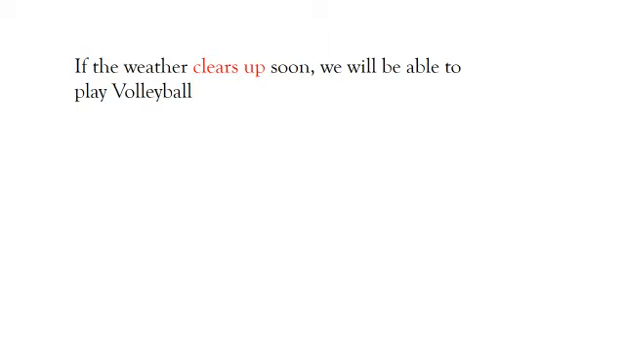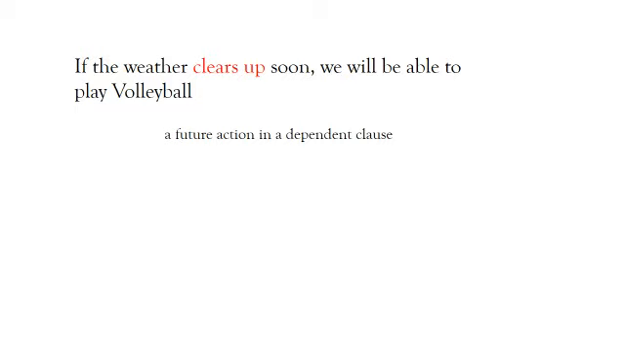The next example is, if the weather clears up soon, we will be able to play volleyball. If the weather clears up soon, clears, once again, the present tense form. If this happens, we will be able to play volleyball, which is clearly in the future tense. Now here we are looking at a future action in a dependent clause.